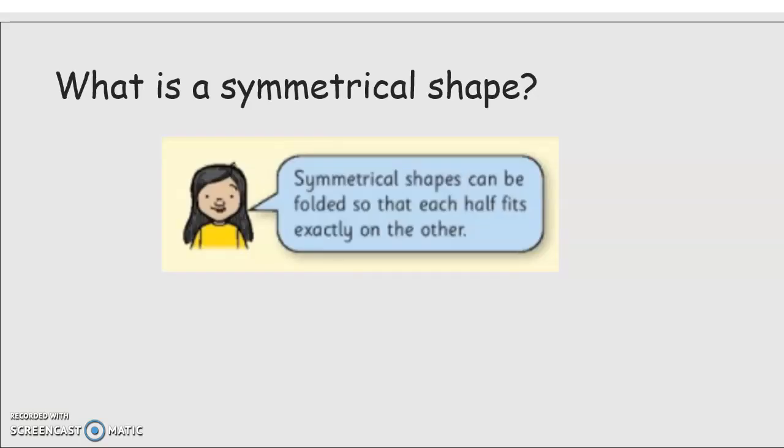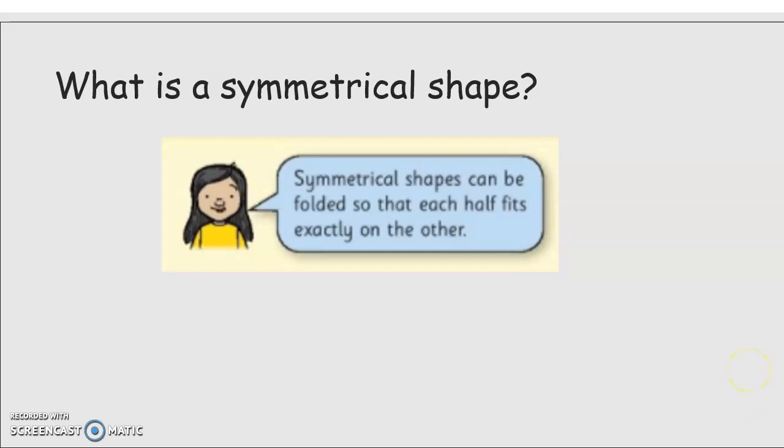So first of all, what is a symmetrical shape? Well, you can see here symmetrical shapes can be folded so that each half fits exactly on the other. So both halves are like mirror images of each other. You could pick up your shape, fold it over, and both halves would line up exactly. You wouldn't have any little bits sticking out or anything like that.